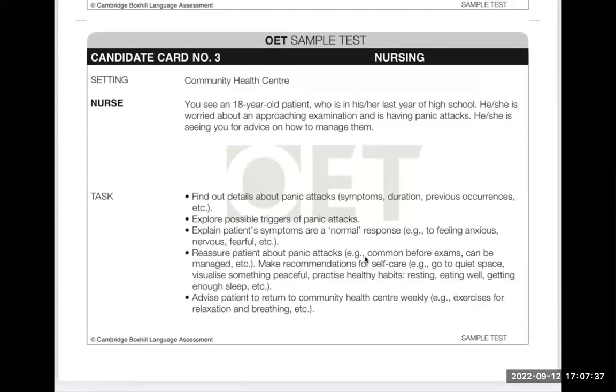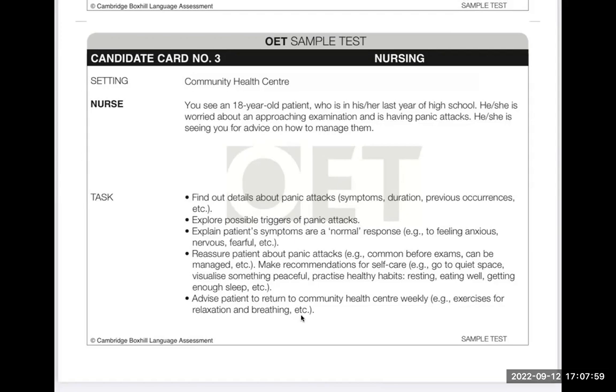Reassure the patient about panic attacks, that these are the panic attacks common before exams and can be managed. Make recommendations about self-care: go to the quiet space, visualize something peaceful, practice healthy habits, resting, eating well, getting enough sleep. So these are the advices. Advise the patient to return to the community center weekly for exercises for relaxation and breathing. So this is the task that has been given.